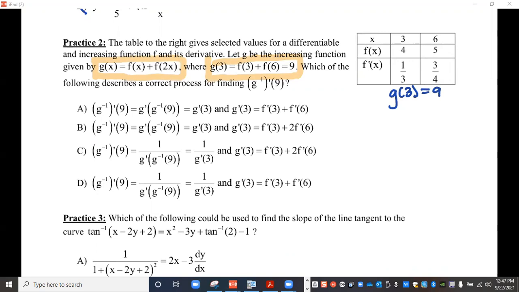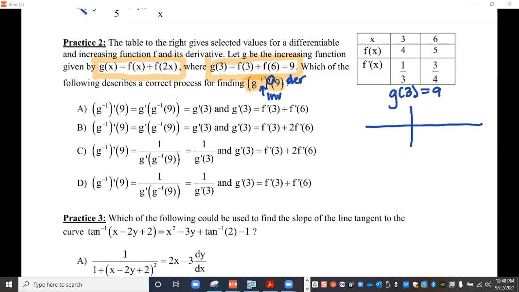Which of the following describes the process for finding the inverse of g derivative of 9? Take a look at this notation. Don't let this notation scare you. Remember that -1 exponent that you see simply means that's your inverse. So we're talking about the inverse of g. This hash mark here, we're looking at the derivative. Like I mentioned the other day, anytime you're talking about derivatives and inverse, build your table. We talked about that little table. That half the time will get you to where you need to be.